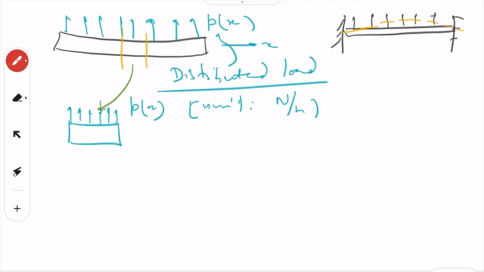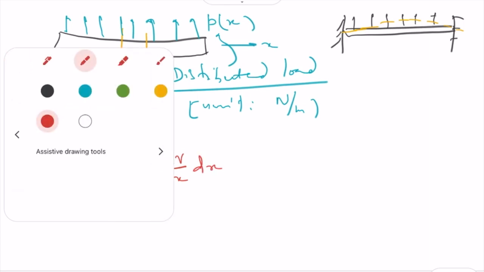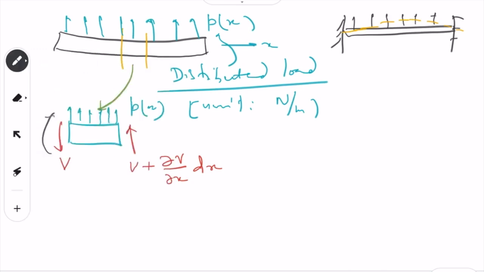Let us say shear force first. This is the force, and shear force we generally write as V. So this will be V plus dV over dx times dx, which is how it is changing. Then it will also have a bending moment, say M, which is M here, and M plus del M over del x times dx. So this is the total force.